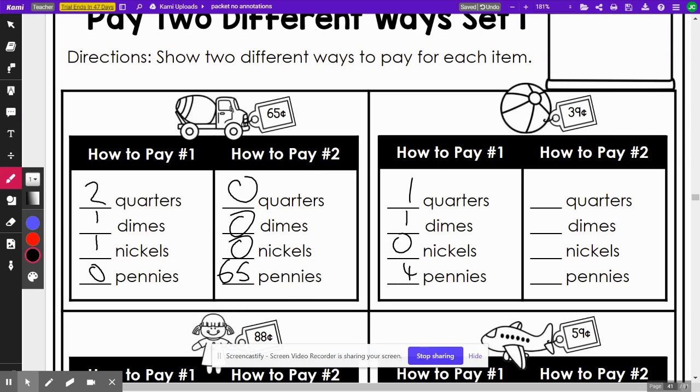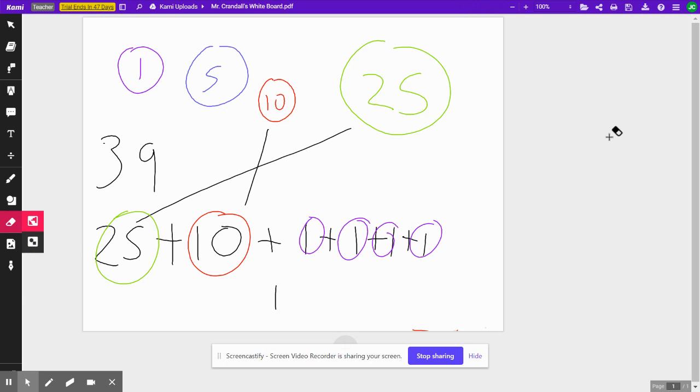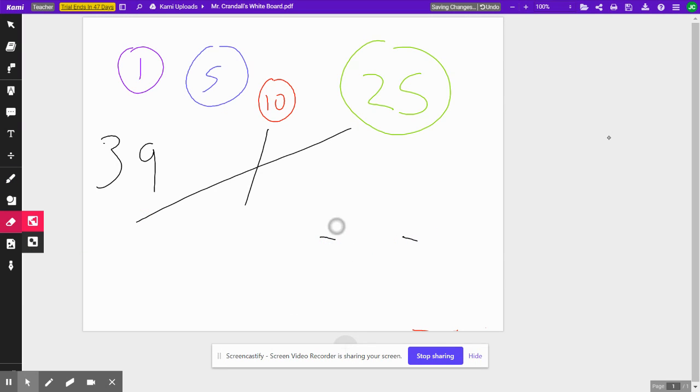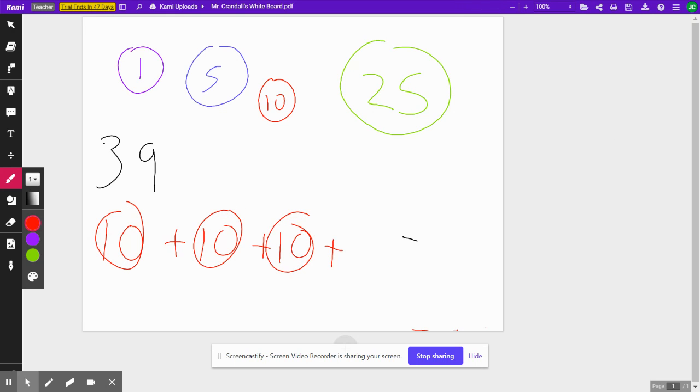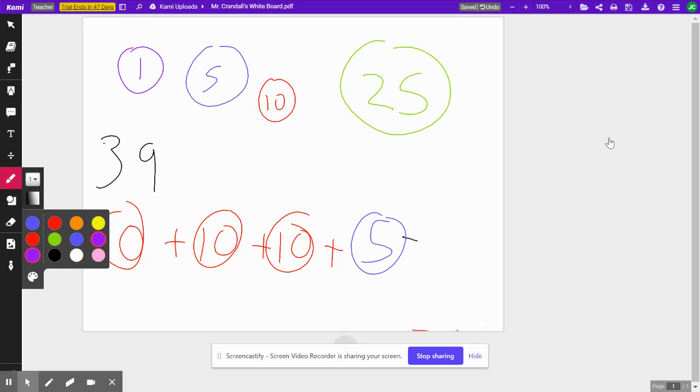What's another way we can make money out of this? Let's, instead of using 25s, use a bunch of 10s first. The cool thing about change is that you can make change in a bunch of different ways. So let's try it with 10s. 10 plus 10 is 20, plus 10 is 30, plus 10 is 40, too big. So we can do 3 tens. Then let's go with 5. That's 35 right there. If we add another 5, it'll be 40, so that won't work. So now we got to go to pennies again. We got 35, and then we're going to get 4 pennies.